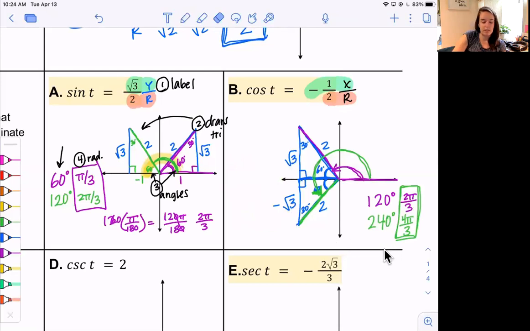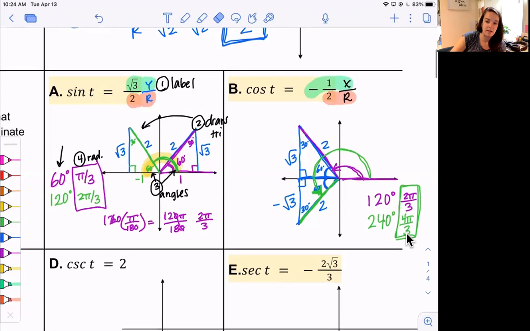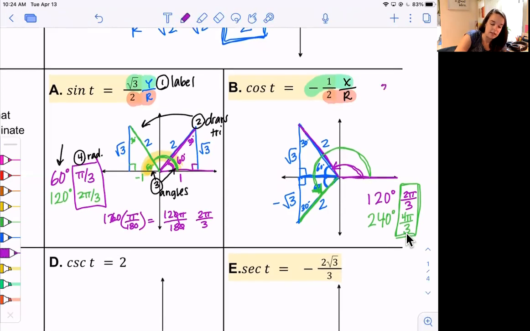Can I repeat how I got 240? Yes. So 240 is twice as much as 120. So 120 times 2 is 240. And since this is 2 pi over 3, 2 pi over 3 times 2 would be 4 pi over 3. If that's feeling clunky, you can always do 240 times pi over 180. And then you can simplify that and you'll still get 4 pi over 3. For sure. Thanks for asking that question.